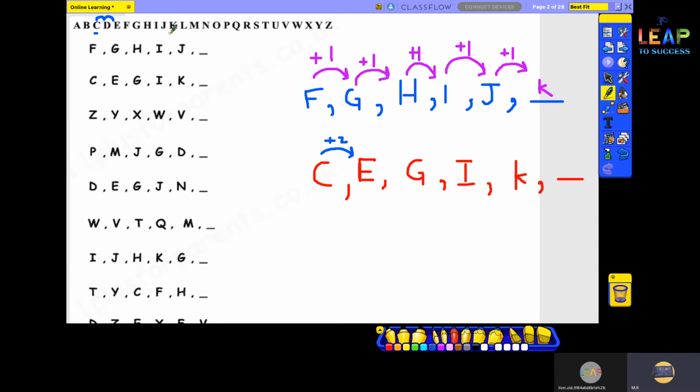+2, and then E to G. So you got 1, 2. Oh, again 2. Okay, so +2 again, and from G to I, 1, 2, +2 again, and then most likely it will stay the same, but it's always good to just double check and see. So you've got 1, 2 again, which is a +2. Therefore, to find the missing letter, you need to follow the pattern, which is +2 again from K. So when I +2 from K, you've got 1, 2, and that gives us M.